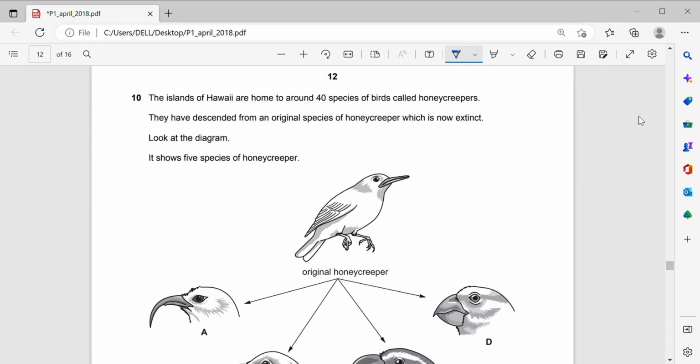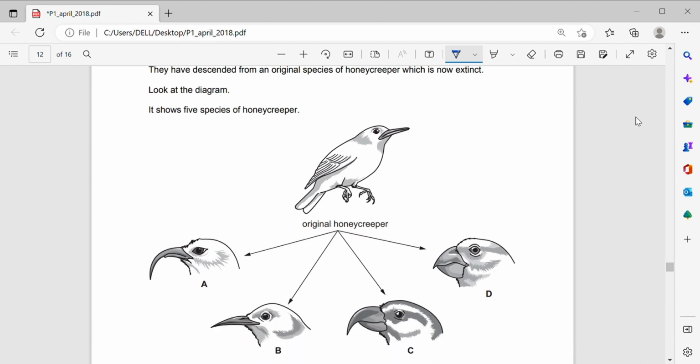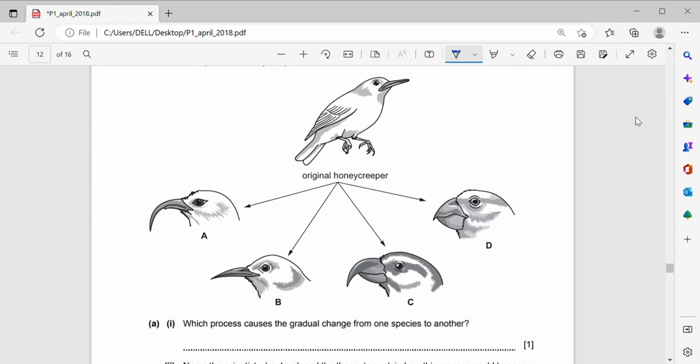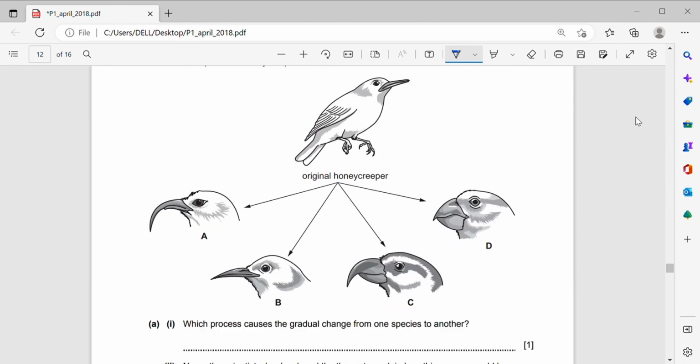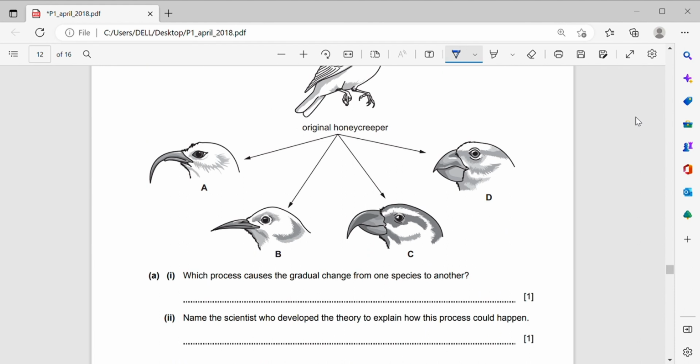Question number 10. The islands of Hawaii are home to around 40 species of birds called honey creepers. They have descended from an original species of honey creeper which is now extinct. Look at the diagram. It shows 5 species of honey creeper. So we have the original one, and here the descendants from the original one, A, B, C, and D. Which process causes the gradual change from one species to another?